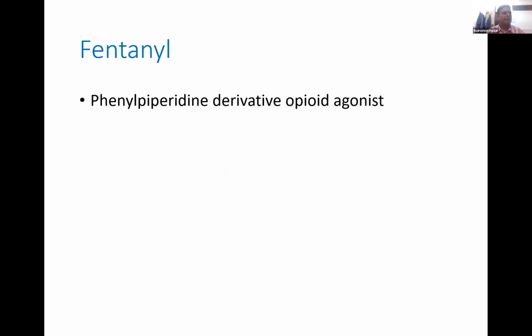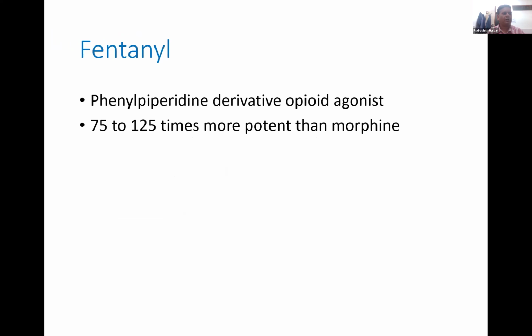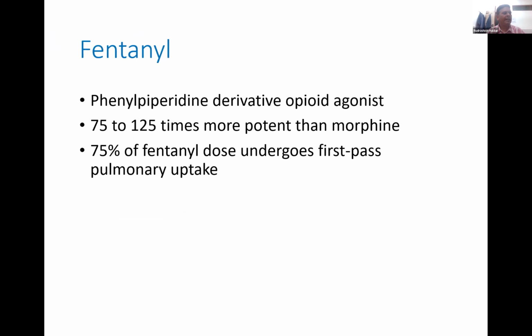So fentanyl can be given for supplementation of block or after the effect of block has receded as a part of multimodal analgesia, or as a rescue analgesia in small boluses or as continuous infusion.